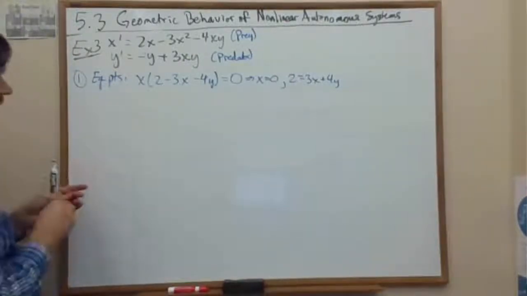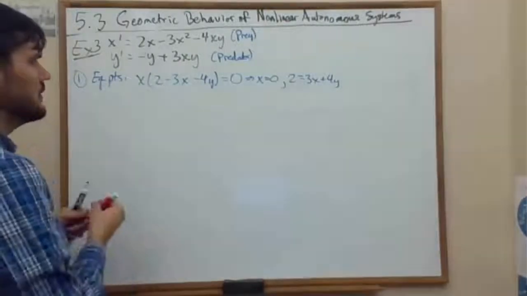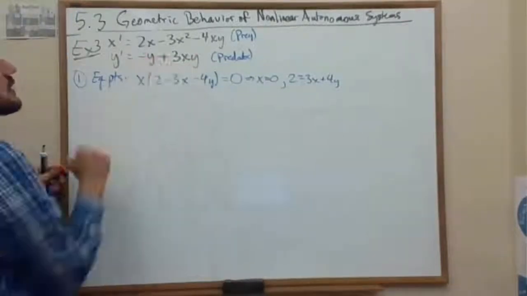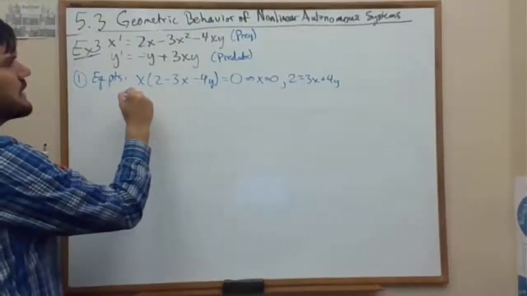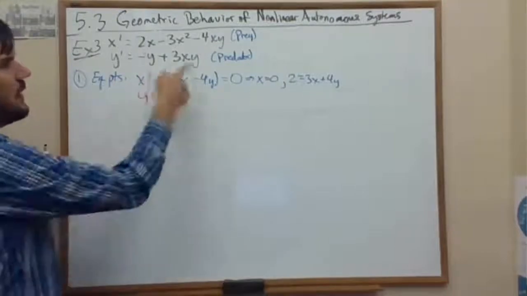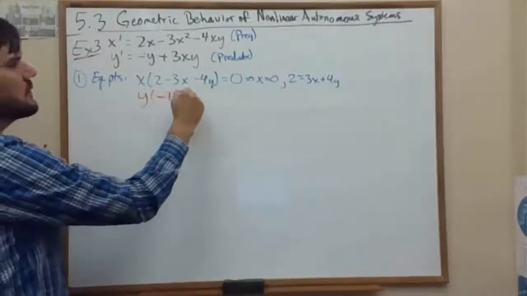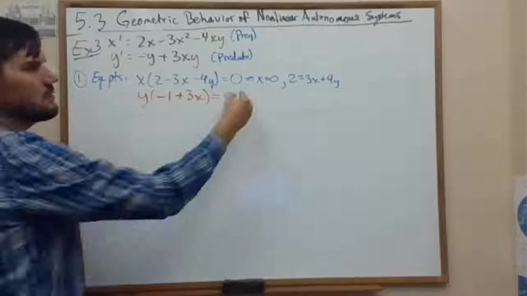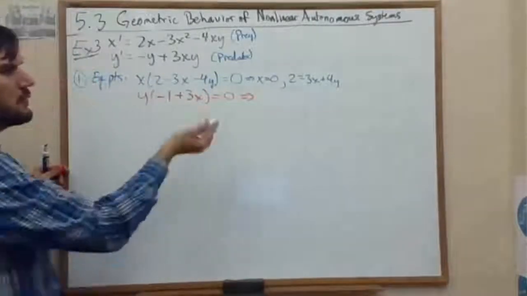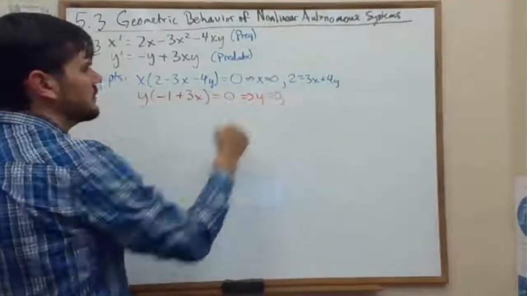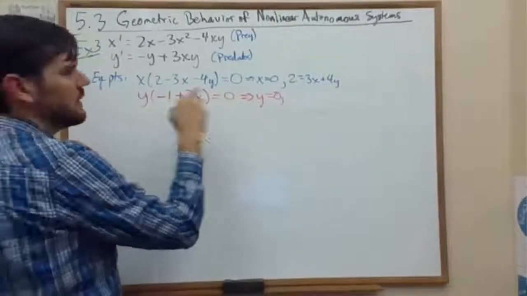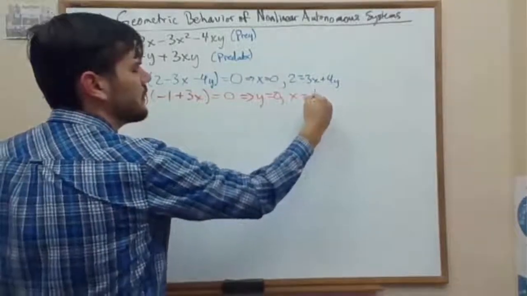The other option we have is y prime equal to 0, which has a common y we can factor out: y times negative 1 plus 3x equal to 0. Using our factored form, we have two options: either y equals 0 or, solving for x, x equals 1/3.